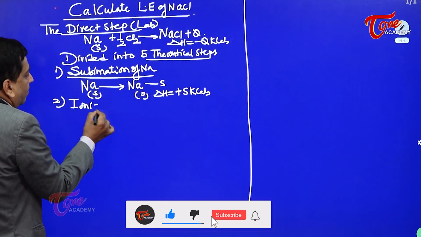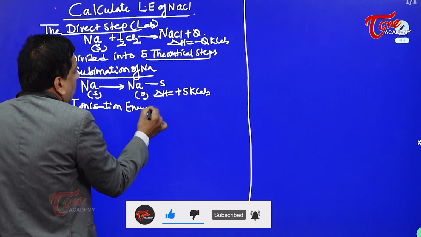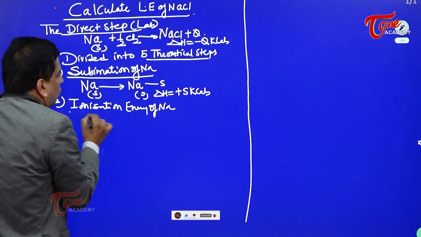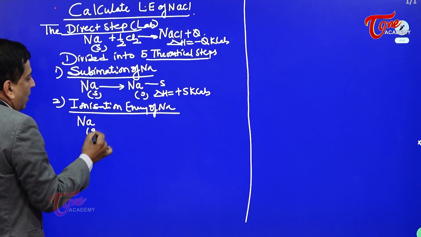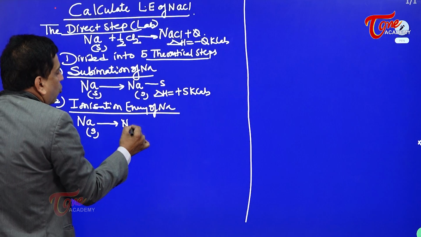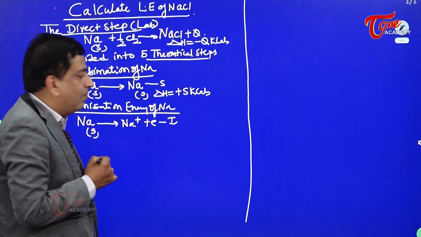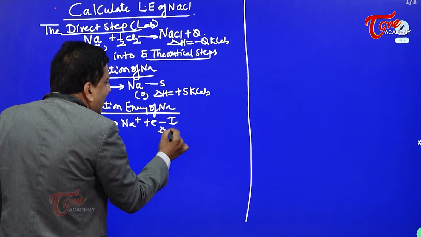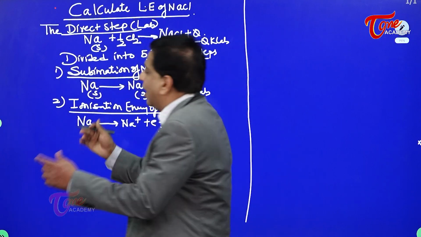And remember, the other step is basically ionization energy of sodium. So for the sodium gas, I kick this electron out, and for that I supply energy. This is also endothermic, and the delta H is plus I kilocalories. You must understand, that is step 2.